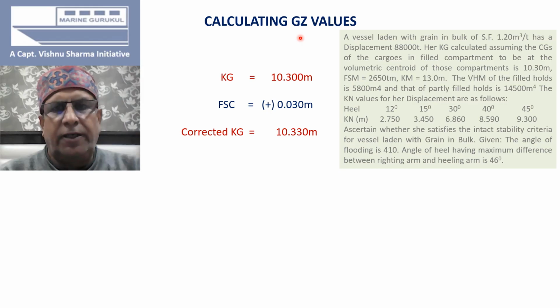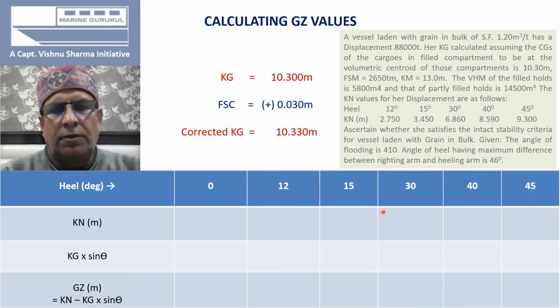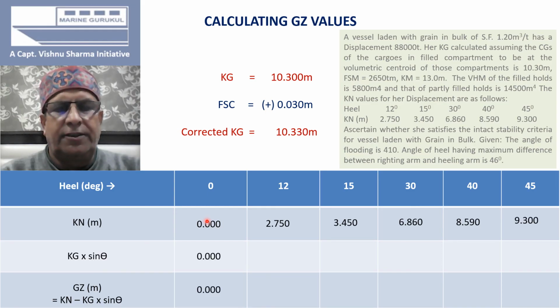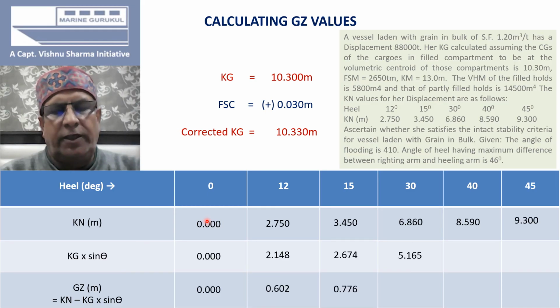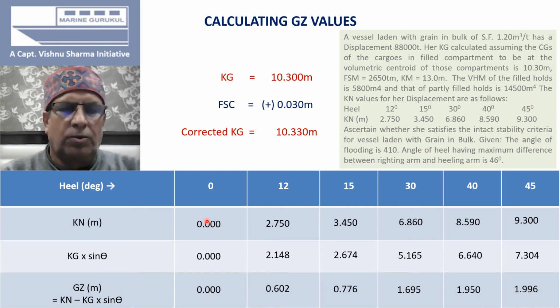Now we have the KN values given in the question for whatever degrees they are given, tabulated here. We additionally add 0 degrees here. KN for 0 degrees in upright condition is always 0. So using the given KN values, we apply KG sine theta and get the values of GZ. I'm sure every one of you can now get the values of GZ.